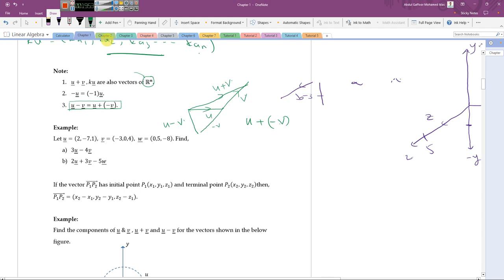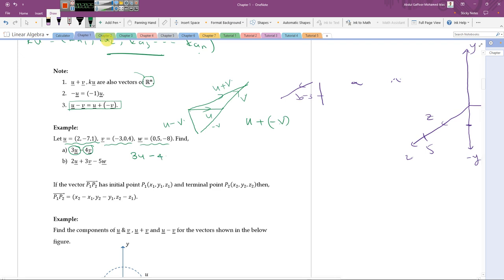Now we will do this example. Let u be equal to this, v equal to this, and w equal to this. Find 3u minus 4v, right? Here 3u means we have to use scalar product, and minus 4v means again we have to use scalar product, and then we have to subtract the corresponding elements.